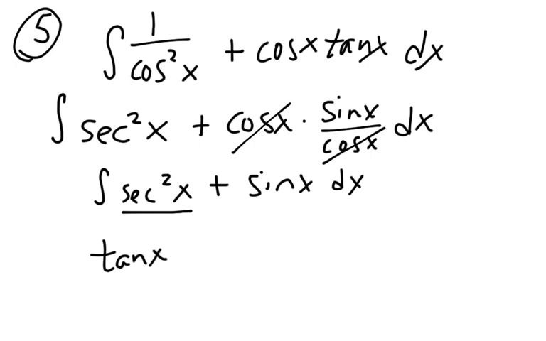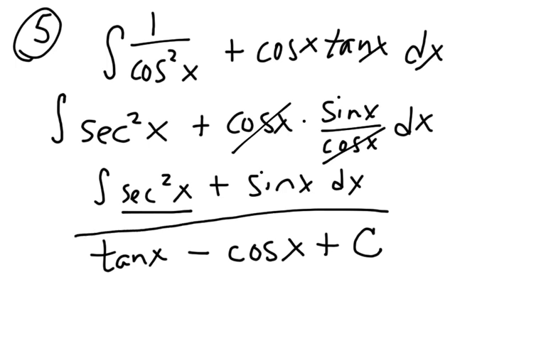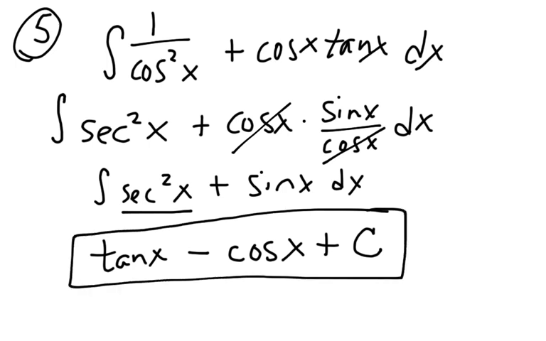Tangent of x. If I take the derivative of tangent, I get secant squared. Now, what do I take the derivative of to get an answer of sine of x? Negative cosine x plus c. So, this is really going to test to make sure that you know your derivative rules well, because now you've got to know them backwards too.